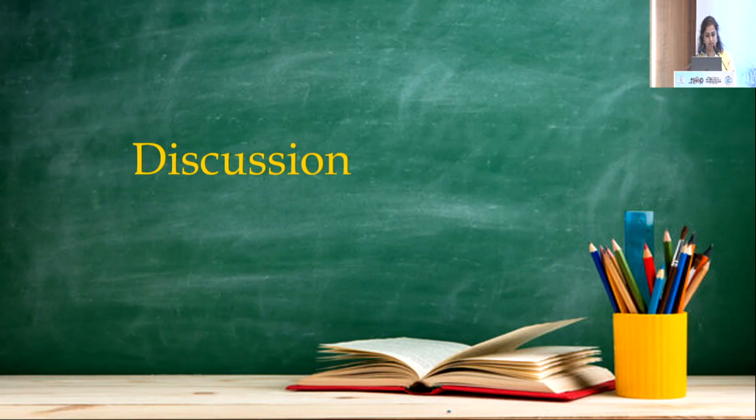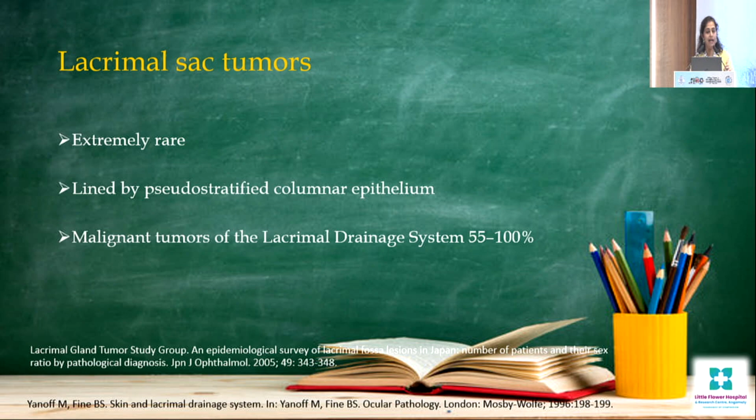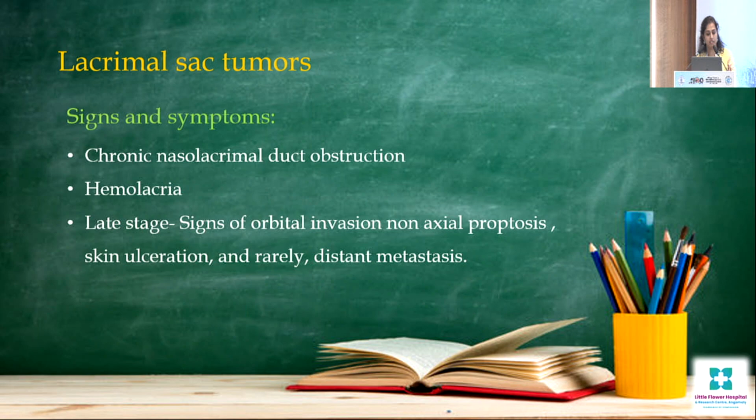Going ahead with the discussion, lacrimal sac tumors are extremely rare, but they are potentially life-threatening, and around 55 to 100% of the tumors are malignant. So their clinical workup and management is very important. Signs and symptoms suggestive of a lacrimal sac tumor are chronic nasolacrimal duct obstruction, hemolacria, a non-reducible, non-compressible hard mass, and sanguineous hemolacria. In late stages, you have signs of orbital invasion, such as non-axial proptosis, skin ulceration, and rarely distant metastasis.